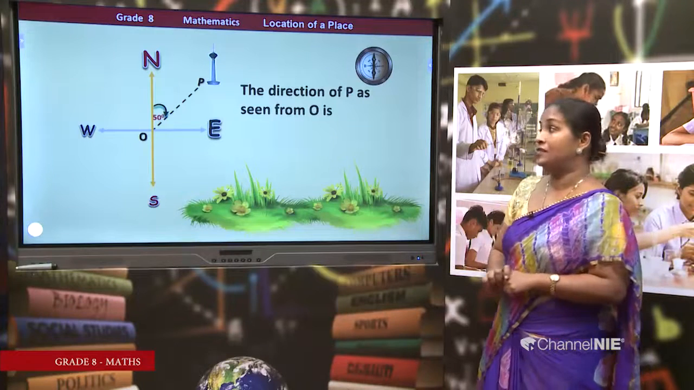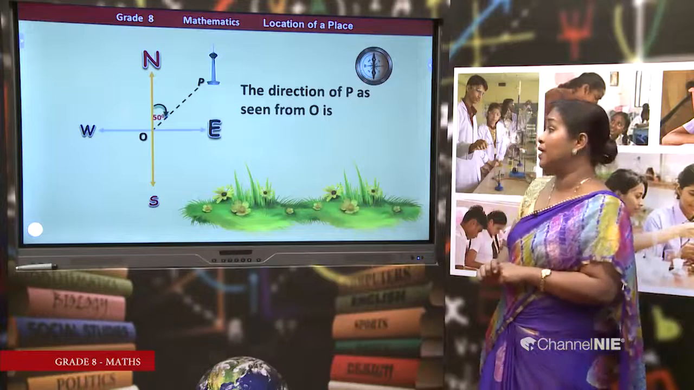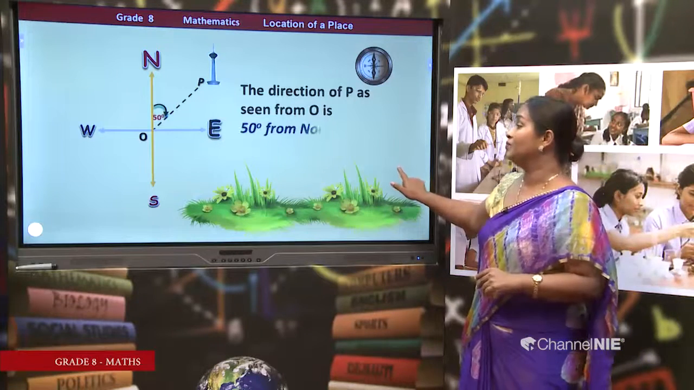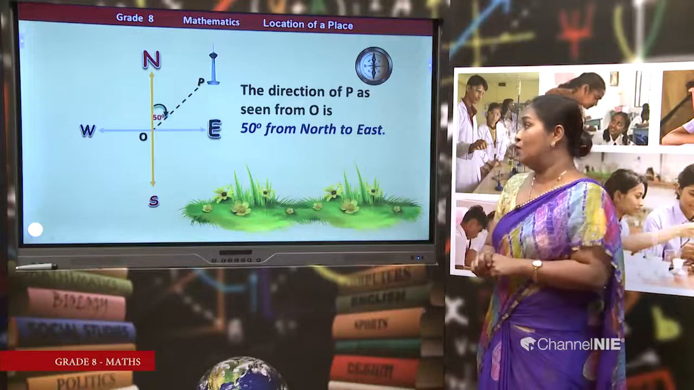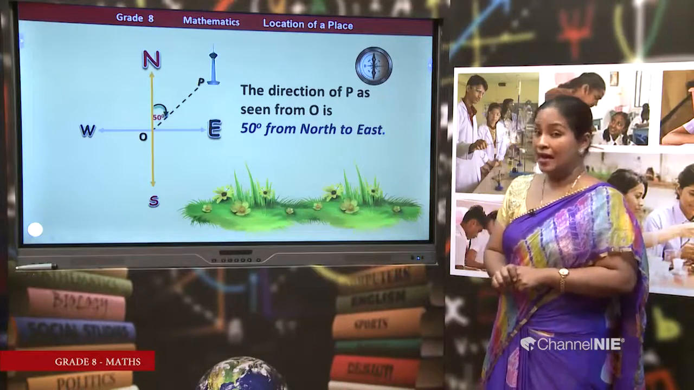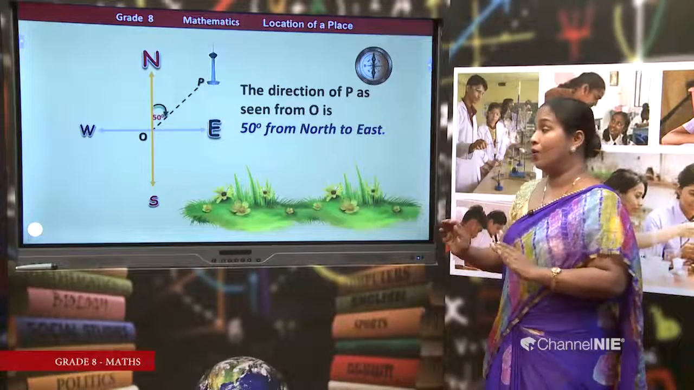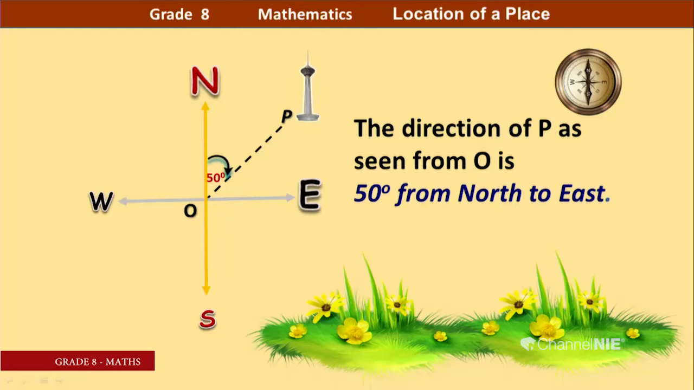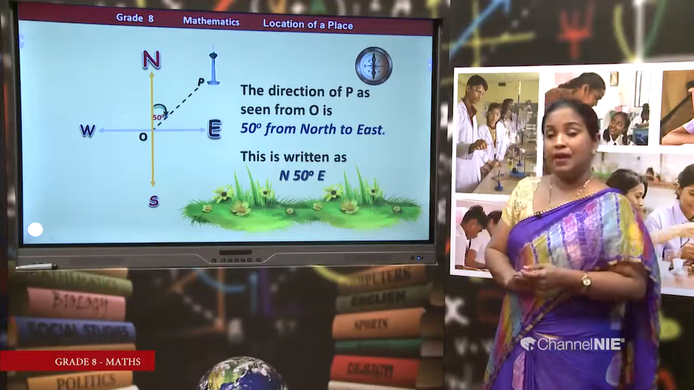It is 50 degrees. So, how can we explain the direction of P as seen from O? It is 50 from north to east. The angle is measured from the north direction, so we call this 50 degrees from north to east. In short, to denote north we use capital letter N, the angle mentioned is 50 degrees, and to denote east we use capital letter E. So, we can say capital N 50 degrees capital E. We will check another example like this.